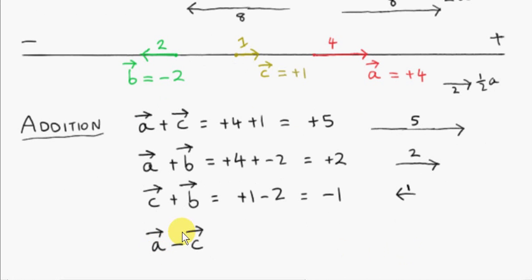Now what about vector A minus C? You might say that we should cover this situation under subtraction, but we can imagine vector A minus C as being A plus vector minus C. And we saw before that vector minus C is a vector pointing in a direction that's opposite to vector C, but both vectors have the same magnitude. But whatever way we think of it, as an addition or as a subtraction, it doesn't matter, it will work out the same. A is plus 4, C is 1, so we get the vector plus 3. That's a vector pointing to the right with a magnitude of 3.